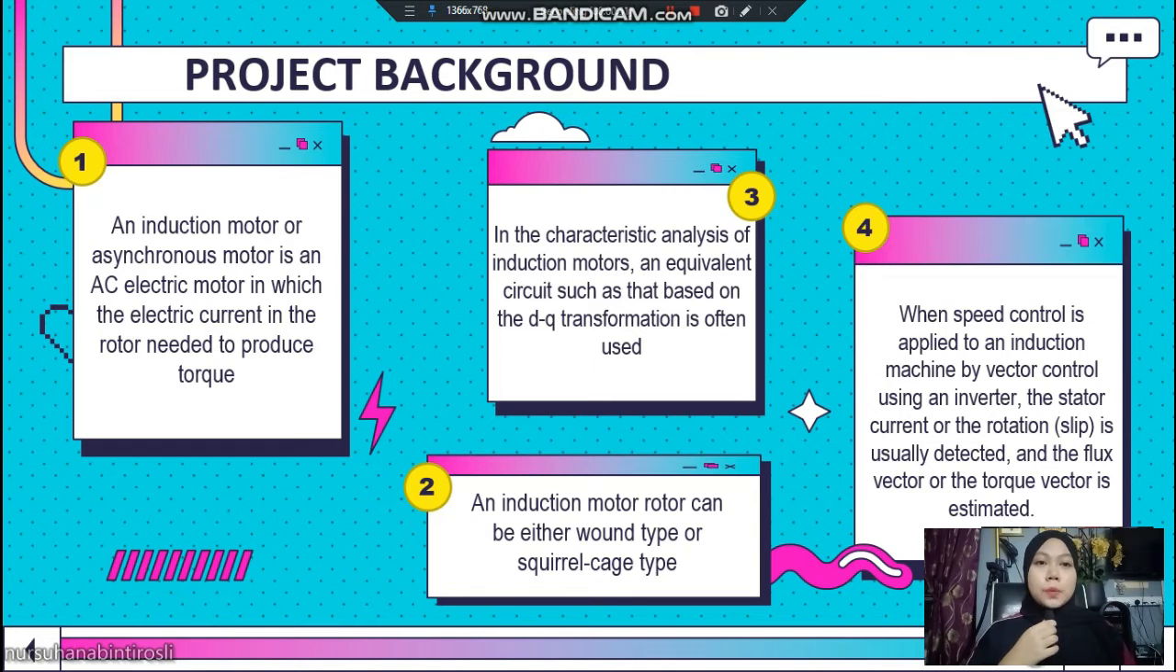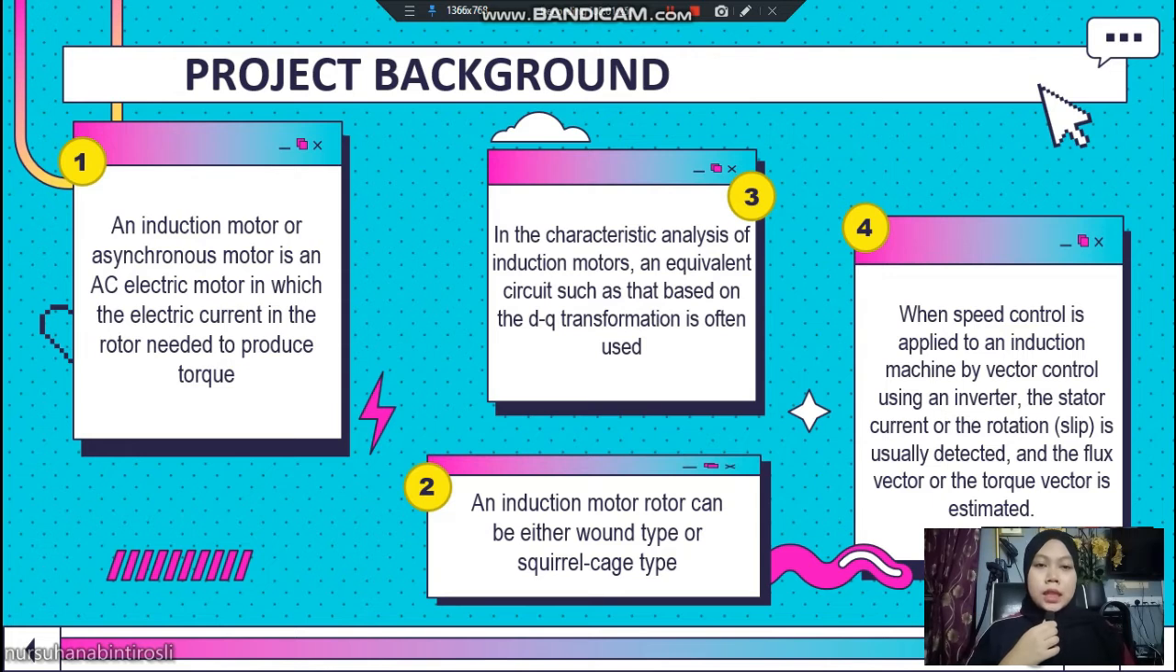Second, the induction motor is widely used in industry due to its simple structure, low cost, robustness, and stable characteristics. In recent years, the induction motor has often been used for speed control. Third, in the characteristic analysis of induction motors, an equivalent circuit based on the D-Q transformation is often used. This method simplifies the equivalent circuit, which helps in understanding the state of the induction machine.